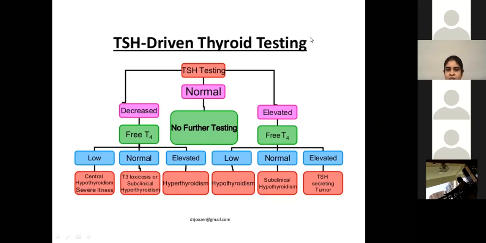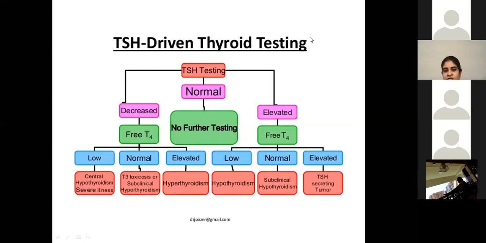So let's talk about when TSH is decreased and the different levels that you can come up with in the case of free T4. If TSH is decreased and free T4 is low, that will mean central hypothyroidism. In case of decreased TSH and T4 being normal, that means subclinical hyperthyroidism, or T3 toxicosis. If TSH is decreased and free T4 is elevated, it means hyperthyroidism. Now that can be due to various reasons that we've talked about in the previous slides.